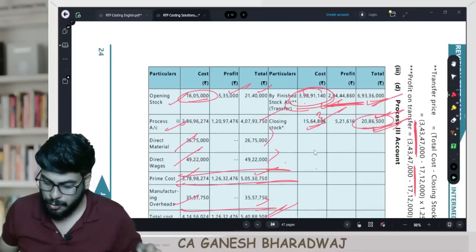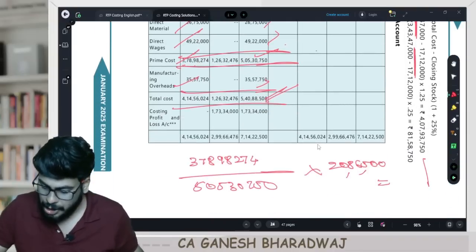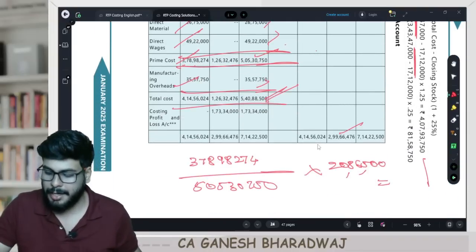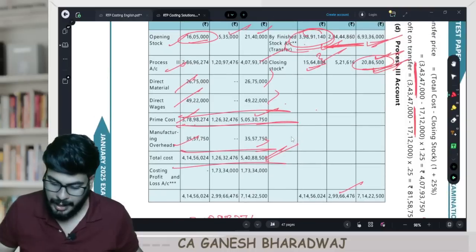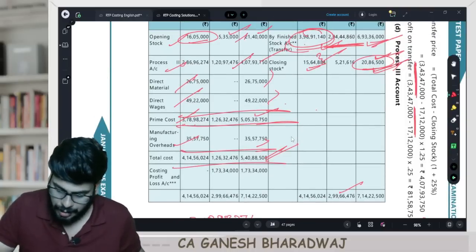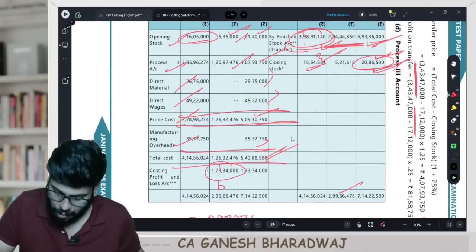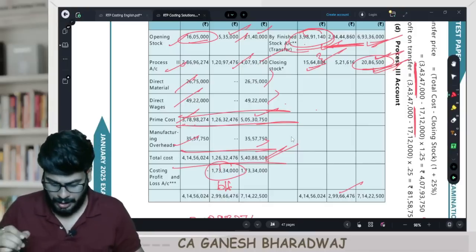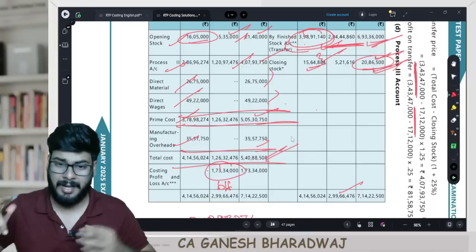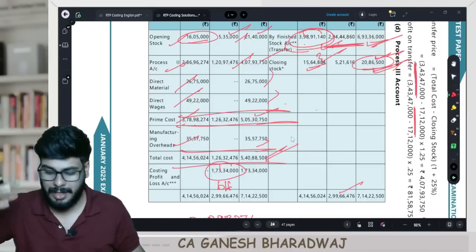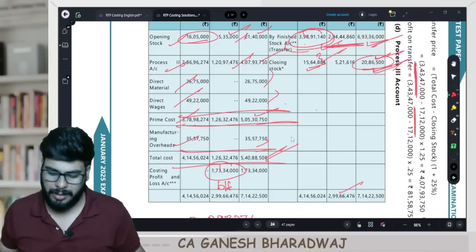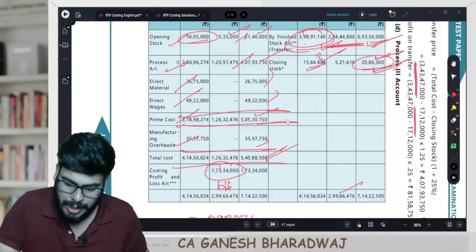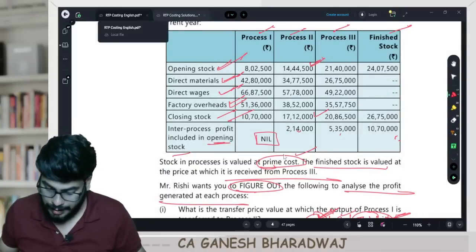Now, what you need to do, even the profit column, you balance it. So you have a total of 2 crore 99 lakh 66,476, right? From that, you subtract these figures, you will arrive at the balancing figure of profit. That is the profit made in this particular process. Are you clear with this, guys? Fine. Now, with that, all the three processes are done. You can now go and just answer the questions that they have asked.